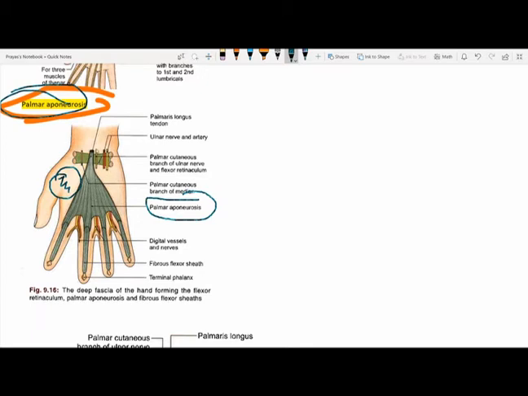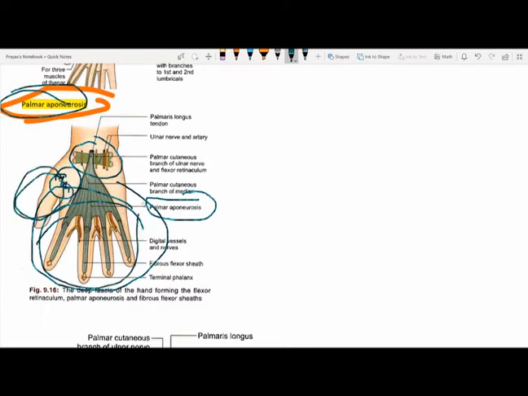And what are the structures related to the aponeurosis, what are the fingers that the aponeurosis extends to? This thing is only present in your forefingers, it is not present in your thumb. So details like that.